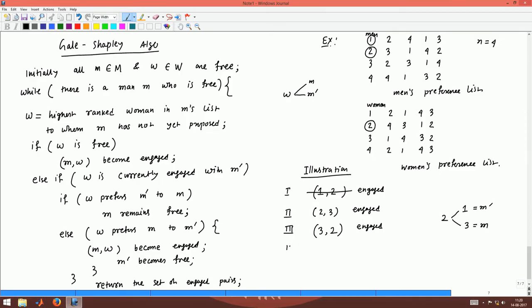Now, move to the fourth iteration. Now, you can see that 4 is free at this moment, 1 is also free. So, let us move to 4. The highest ranked woman in 4's preference list is 4, and 4 is free. So, 4 will become engaged at the fourth iteration, and then we broke this engagement during the third iteration. Here I should write that.